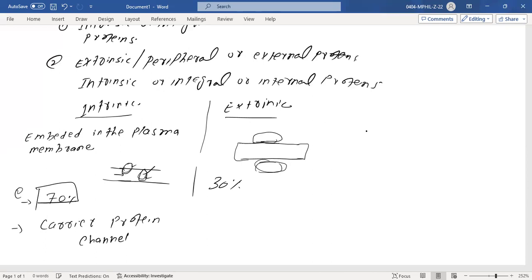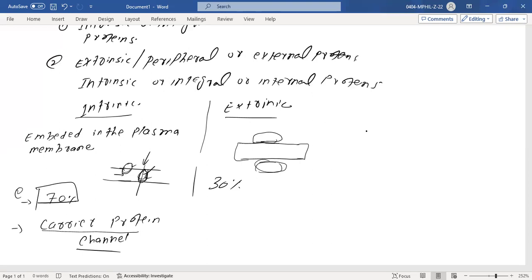Like this, if the protein is present here, something which is coming from outside may use this as a channel to get into the cell. So the intrinsic proteins are carrier protein channels. So carrier protein channels are the intrinsic proteins. It is another difference.